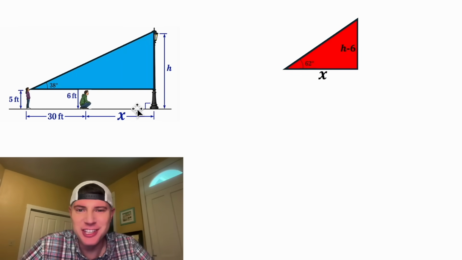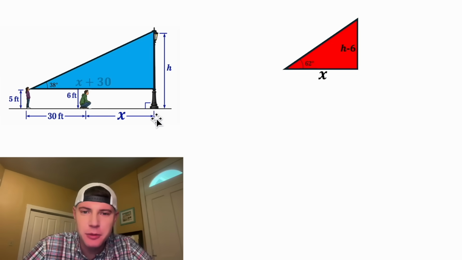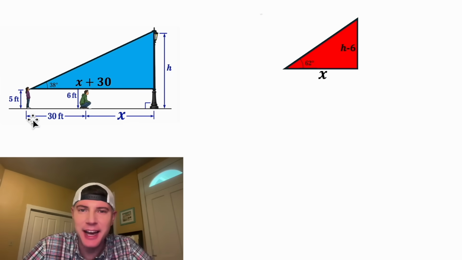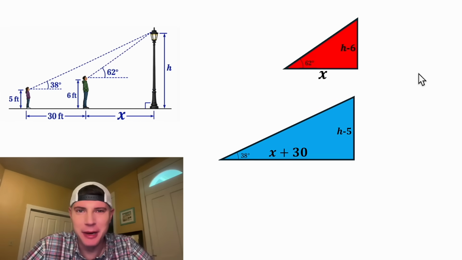Next, let's construct this triangle, and let's find what we know about it. The base of this triangle is going to be equal to X plus 30. And the height of this triangle will be the height of the lamppost minus his eye height. So that'll be H minus 5. And now that's everything we know about the blue triangle.